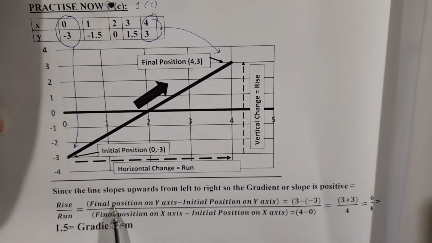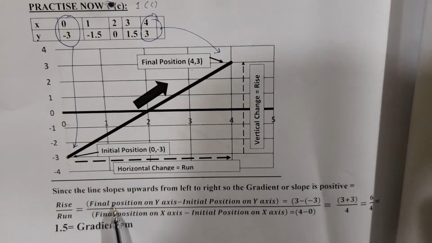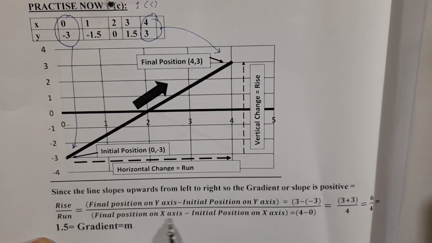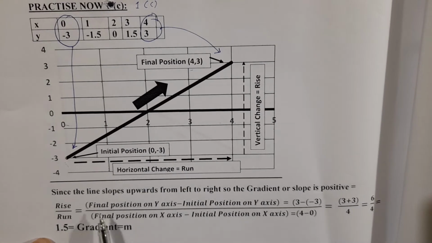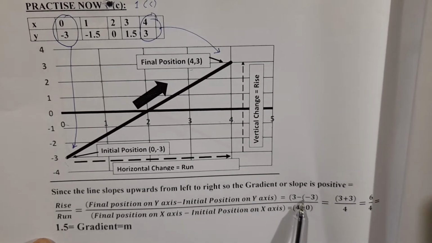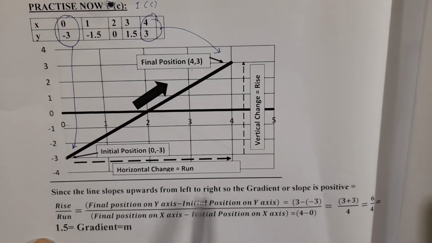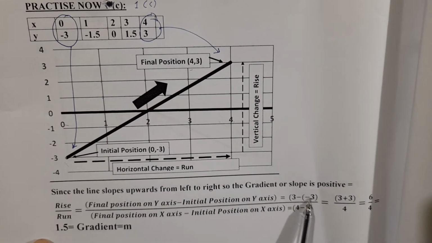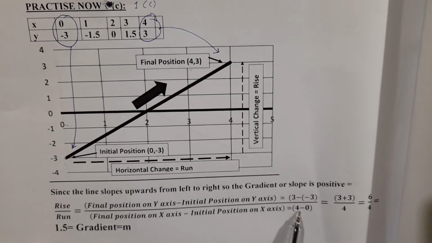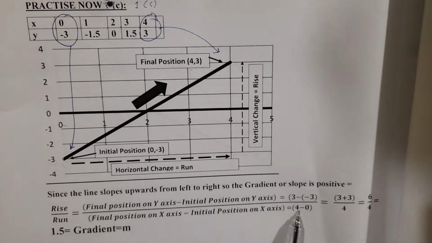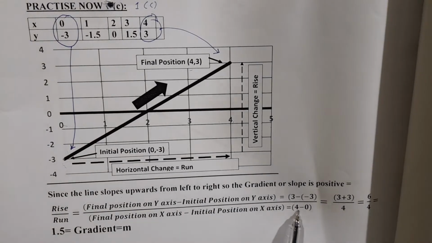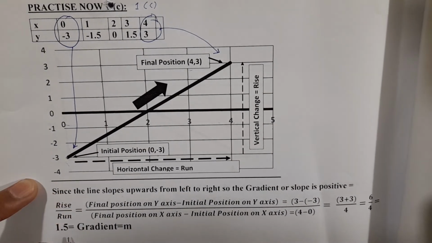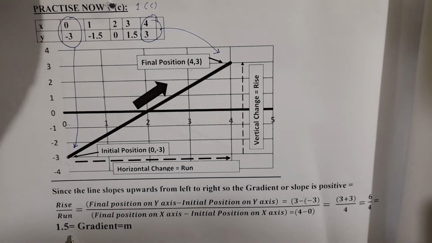Rise divided by run. Rise is equal to the final position on the y-axis minus the initial position on the y-axis, divided by the final position on the x-axis minus the initial position on the x-axis. So the final position on the y-axis was 3, minus the initial position on the y-axis, minus 3. So 3 minus minus 3 is 3 plus 3, divided by 4 minus 0, the final and initial positions on the x-axis. So 3 plus 3 is 6, divided by 4, 6 by 4. So the answer is 1.5. The gradient is 1.5.